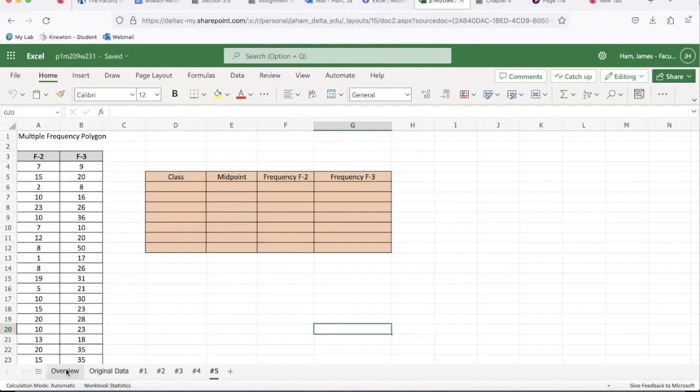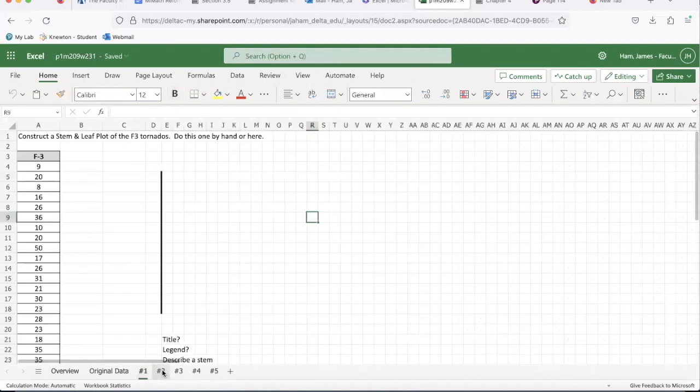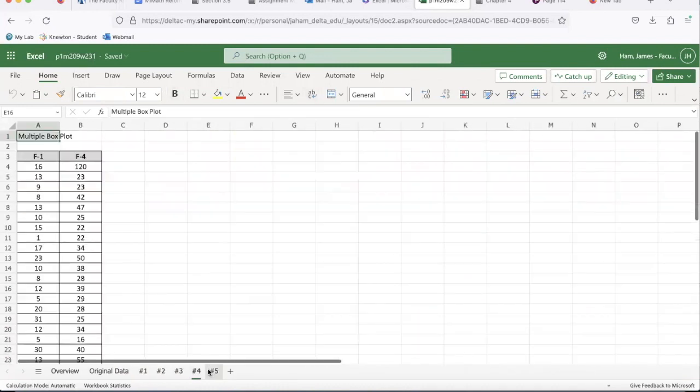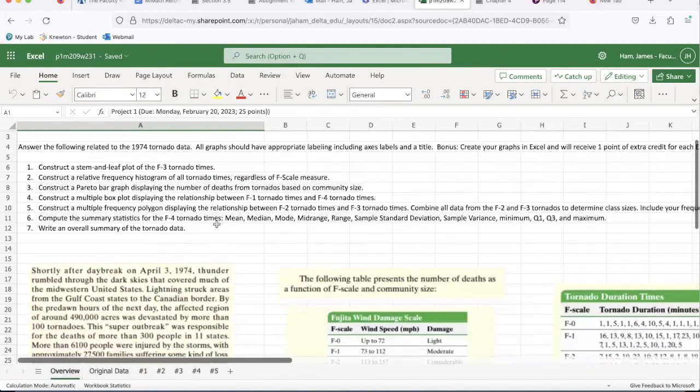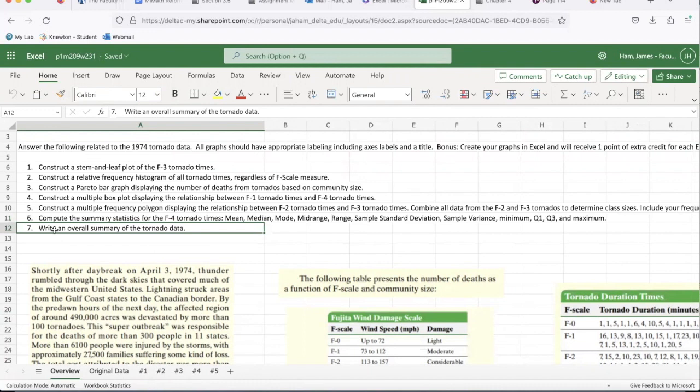And just like the first part of the video, down here, you're going to see your tabs, and you can scroll through them. There's one for problem 1 and 2 and 3 and 4 and 5. Just remember that there's a couple more here. Compute the summary statistics. And then you have to write your overall summary.